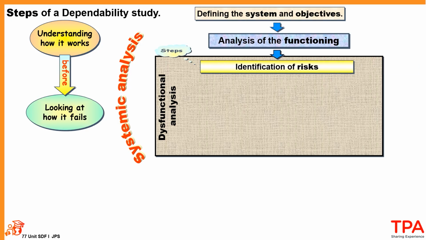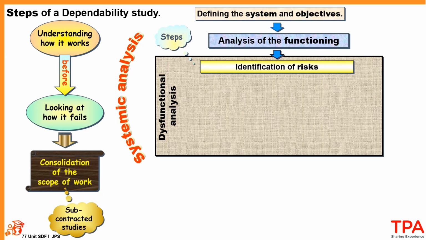The dysfunctional analysis comprises itself several steps, of which the first of them is the risk identification. Note that this step should be included in subcontracted studies. The originator is not supposed, indeed, to have identified all the risks by himself. Otherwise, it would be useless for him to subcontract the study. It may be also the opportunity to consolidate the scope of work.